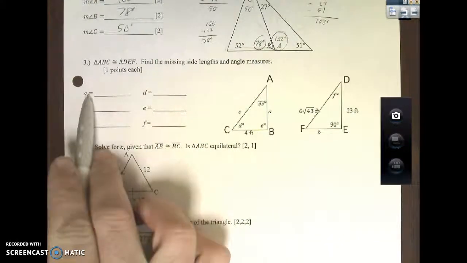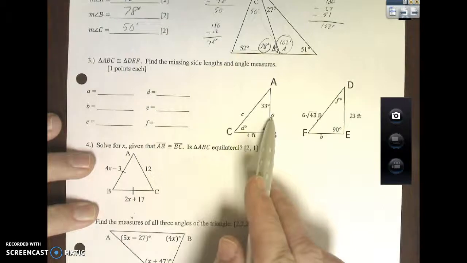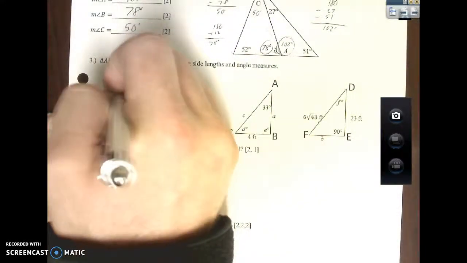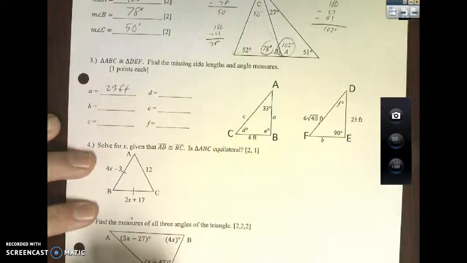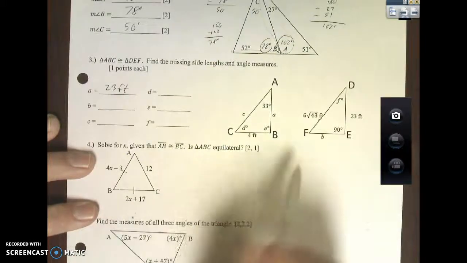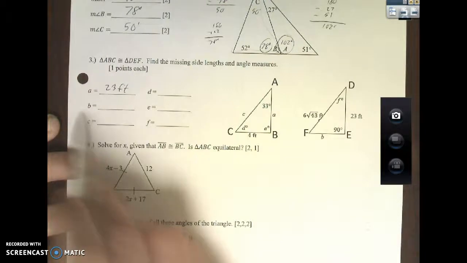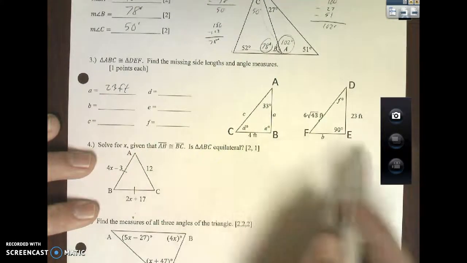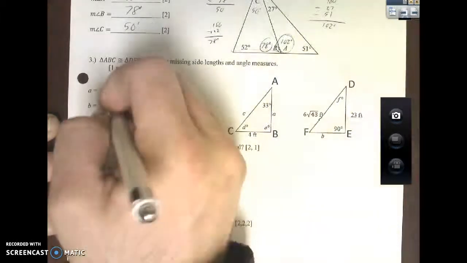Let's just start with the first letter. Here's letter A. Lowercase letter a, if I match it up over here, matches up with 23 feet. Please make sure you try your best to incorporate the units as well. It's going to help out. Alright, where's B at? Let's find B. Which side over here does B correspond to? Well, FE matches up with CB, so there's 4 feet.